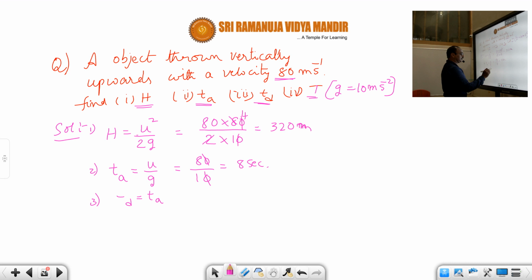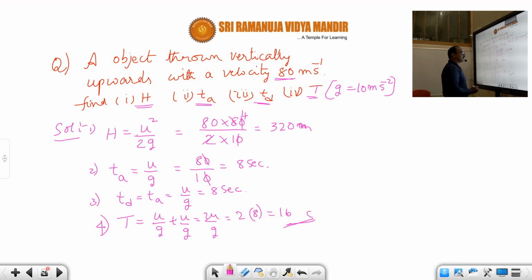So u by g, just now we calculated, 2 into u by g is nothing but 8 seconds. Therefore 2 into 8 is equal to 16 seconds. So this is how you can calculate maximum height, time of ascent, time of descent, and the total time of flight if the initial velocity of the projection is given. Understood, students? So practice at least 3 problems by taking your own data.